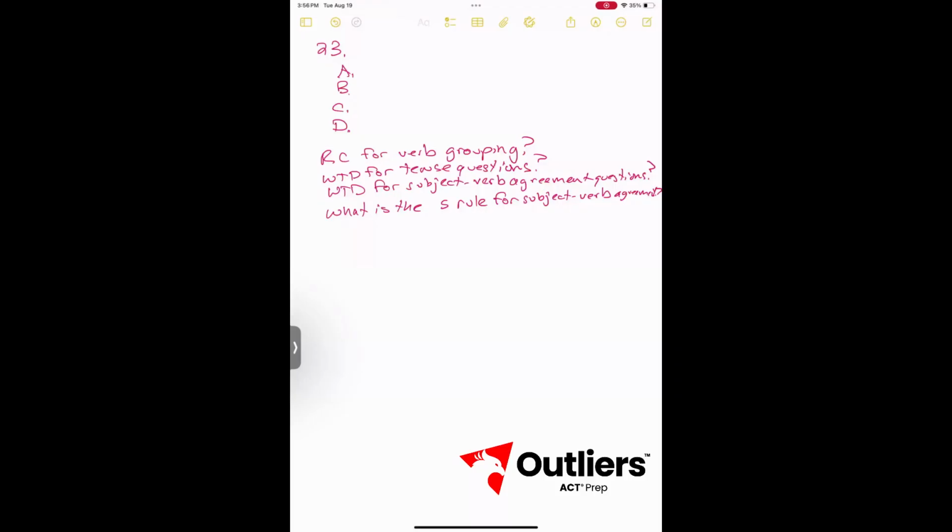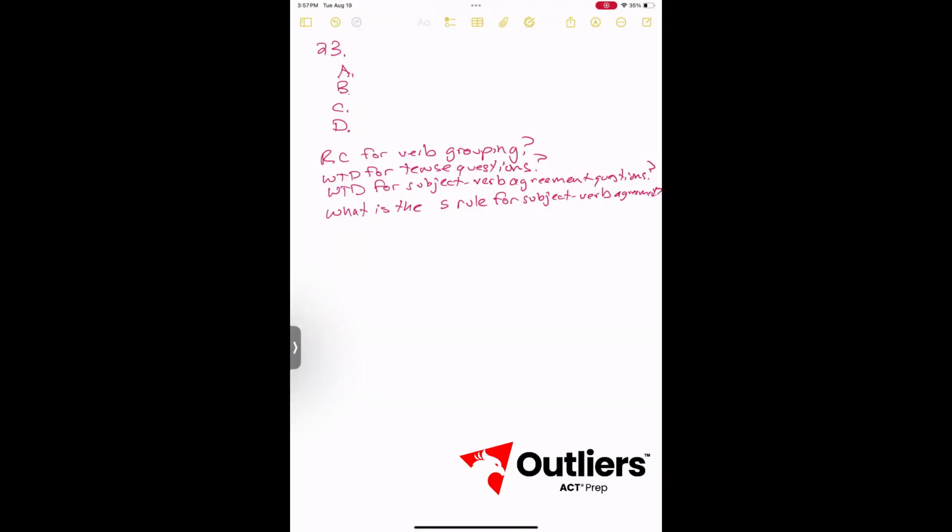With those in mind, let's go ahead and take a look at number 23. First things first, we recognize that we have a verb grouping here because the verb is changing from answer to answer, and the plurality is changing. So answer A, it's show versus shows, and then the tense is also changing from answer to answer. B, C, and A are all in different tenses. So we have to figure out first the tense, and then we'll do the subject verb agreement question.